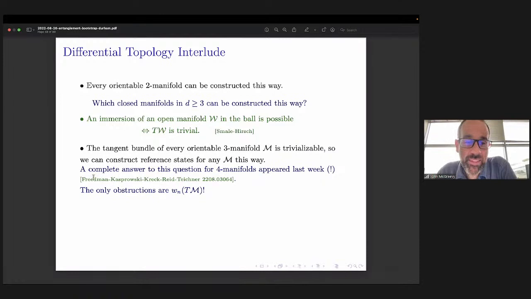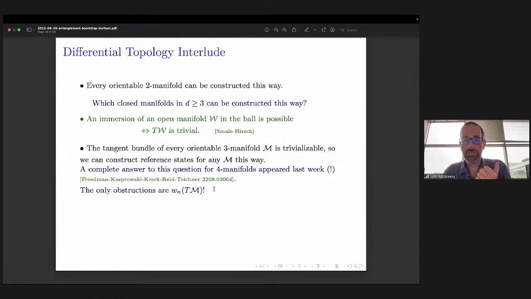We knew that there are obstructions if some characteristic class of the tangent bundle is non-trivial, right? Then in that case, even by poking holes in the manifold, we can't immerse it in a ball. But they showed that the Stiefel-Whitney classes of the tangent bundle are the only obstruction to immersing the manifold if you allow yourself to make holes in it. So this is great. Essentially, any manifold you could possibly construct this way, you can construct this way.